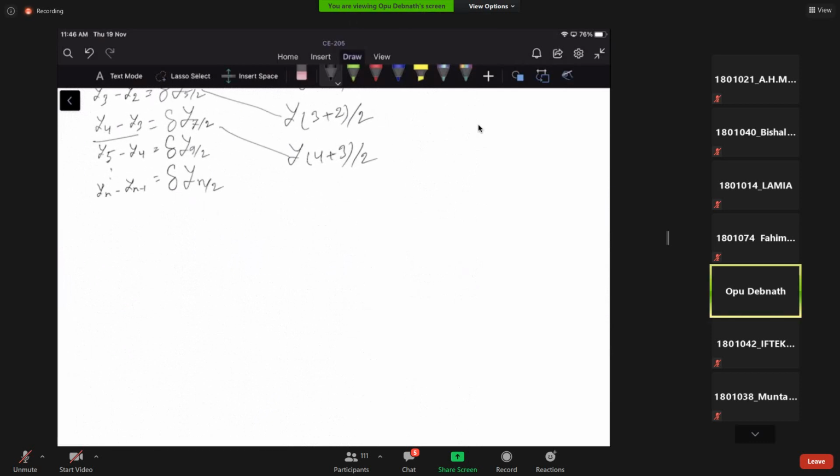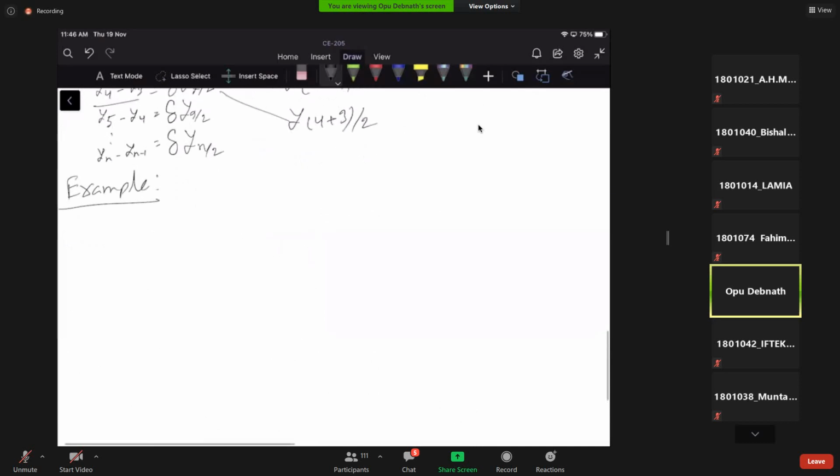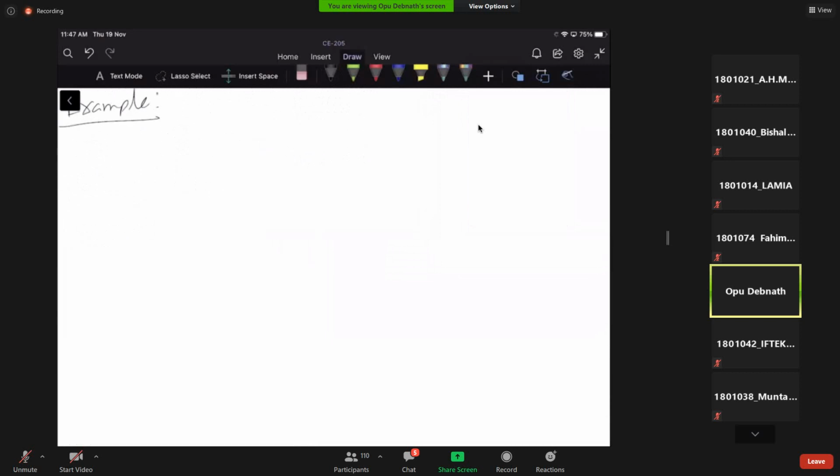Fixed. Okay. So I think we can start a numerical example. It will be more clear. Let's start with a numerical example.